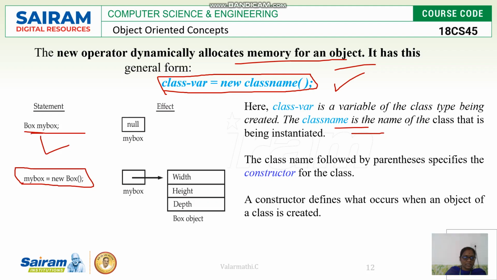In the statement Box mybox, at that time the value of mybox is null. But when you use the new operator, mybox will actually reference the object of its class, and the instance variables and methods defined in the class will be referenced dynamically. What are the instance variables in Box? There are three instance variables: width, height, depth. Those are referenced in this step. The constructor defines what occurs when an object of a class is created.